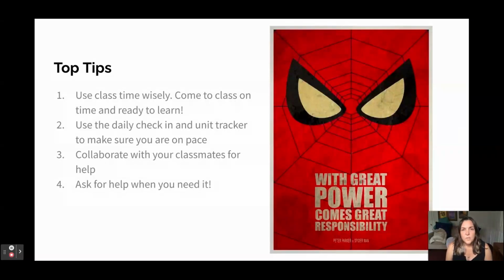I know that this approach to teaching and learning might be new to you. The freedom to work at your own pace comes with the added responsibility of staying organized and managing your time. Here are my top tips for making the most of this model.